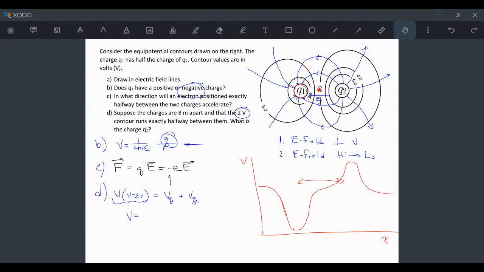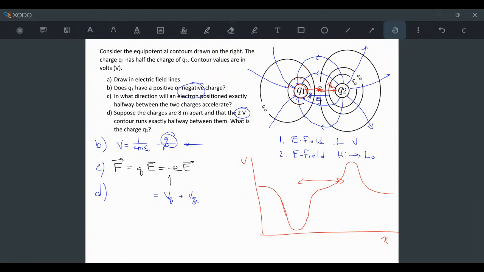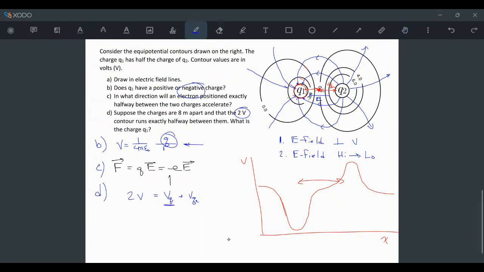So what I was getting at before is that maybe this notation here made it a bit more complicated. The question for D says this line here is exactly in between these two spheres. So this is 4 meters here, and there's 4 meters as well on the other side. And it ends up being 2 volts. What is the charge? What I'm saying is that this line where we ended up at 2 volts has a contribution from charge 1 and a contribution from charge 2. We arrive at 2 volts. There's no directions, nothing like that.